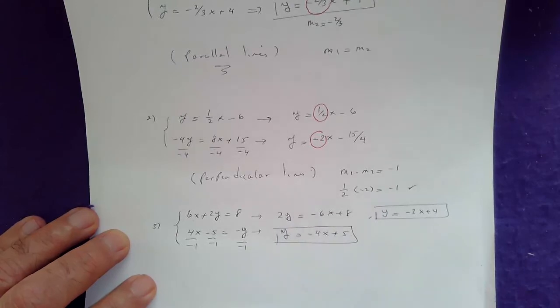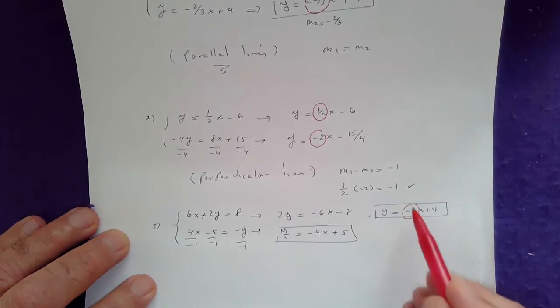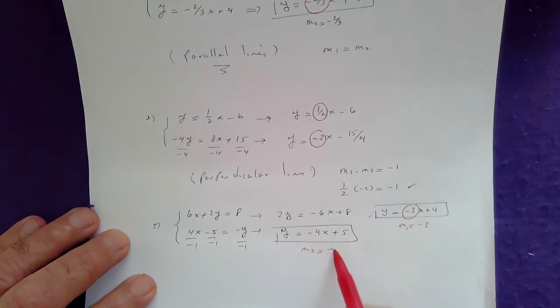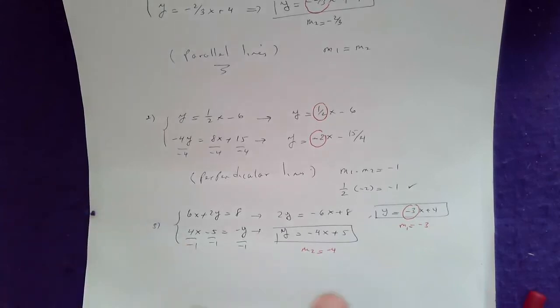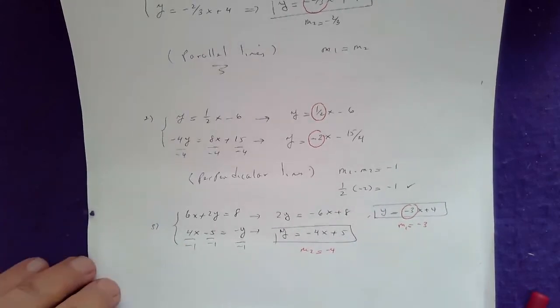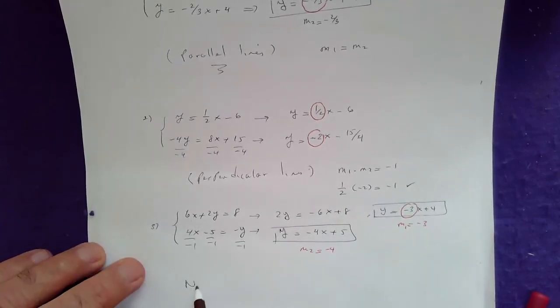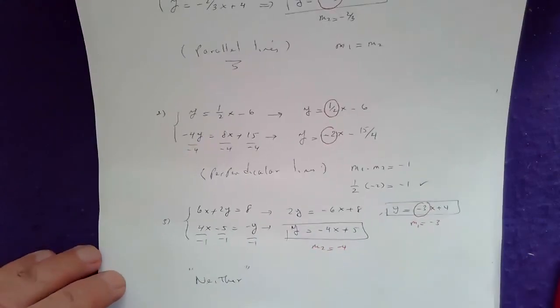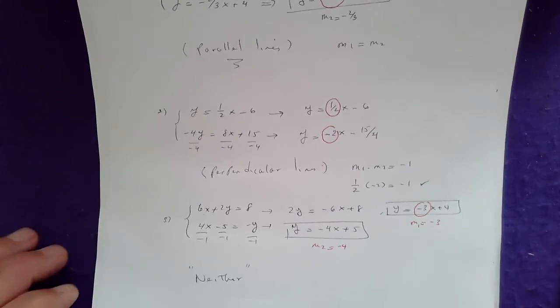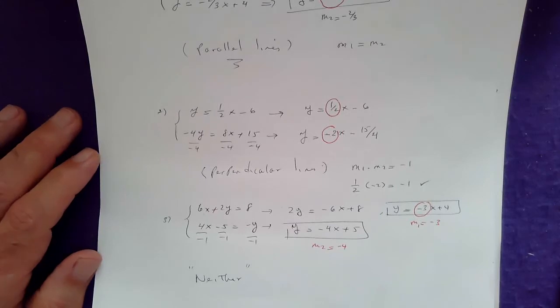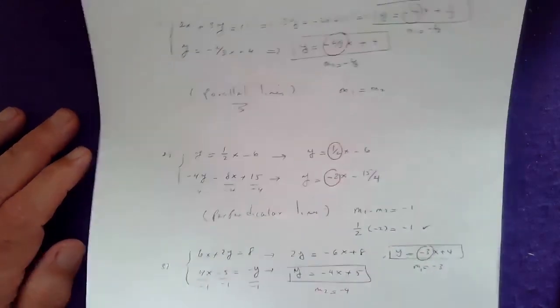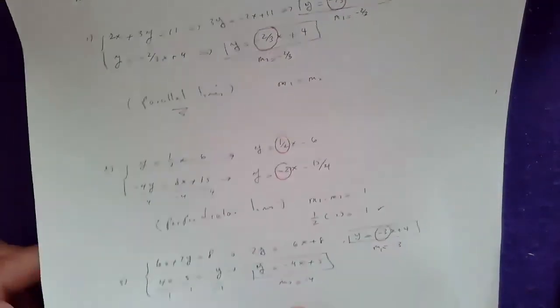Correct? Now compare the slopes. The slope of this line is -3. The slope of this guy is -4. They are neither equal nor negative reciprocals, so therefore these lines are neither parallel nor perpendicular. So they must be crossing each other at a different angle, not necessarily 90 degrees. So that's how you do that.